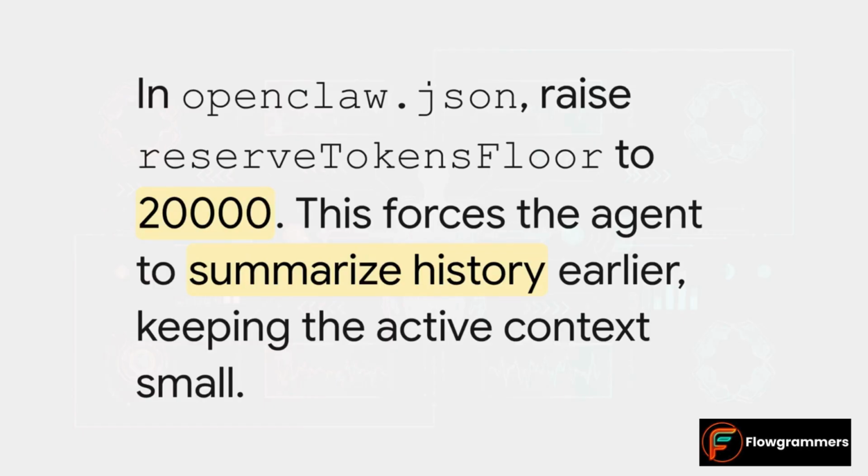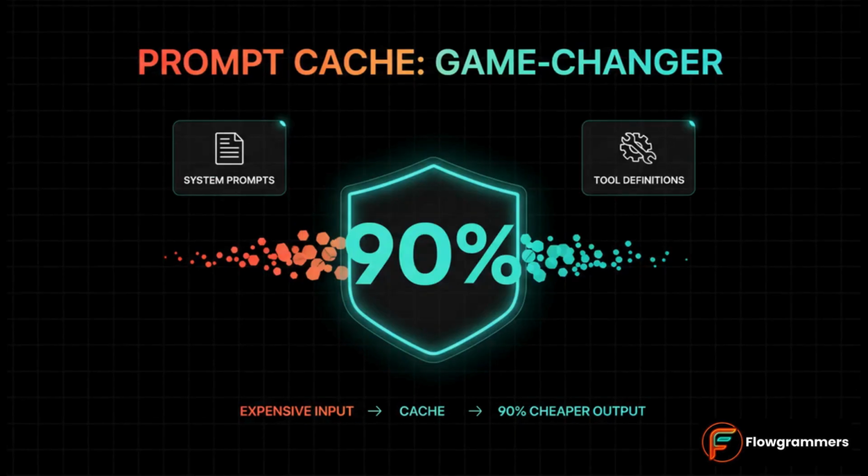By raising the reserve token's floor to 20,000, you're forcing it to be proactive, to summarize earlier and more often, which keeps your conversation history lean, mean, and cheap. Now, this next one, this is a total game changer. Let's talk about the 90% multiplier.